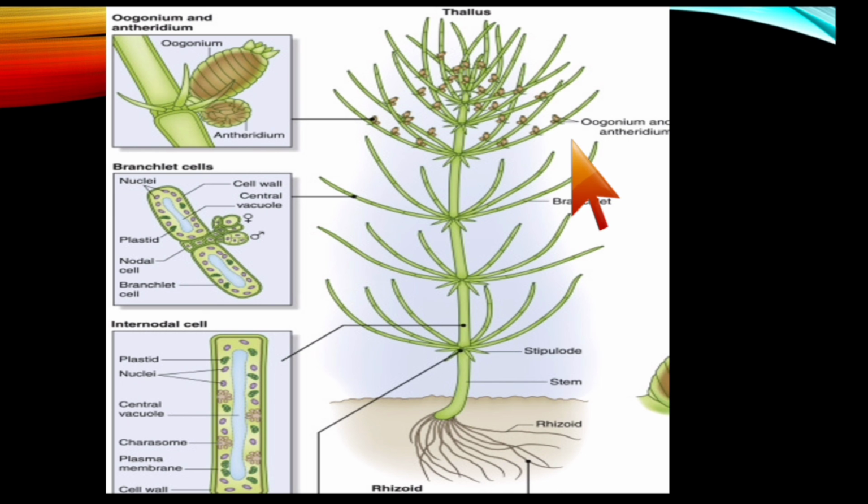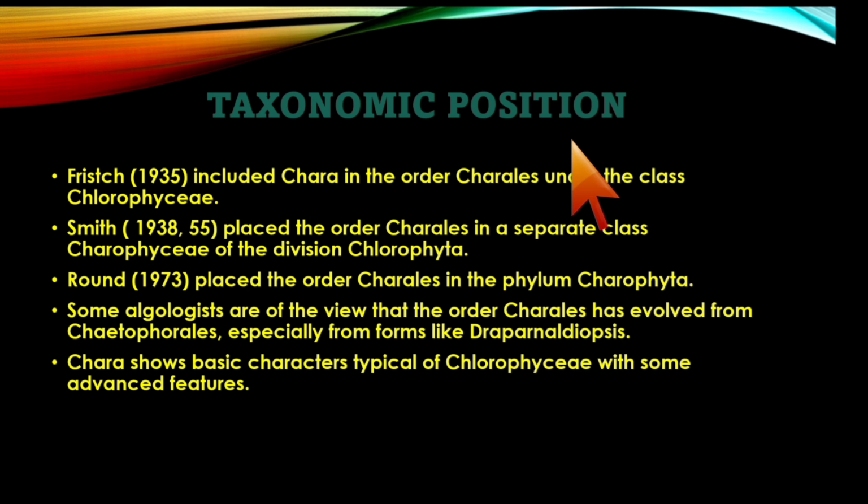So thus Chara shows basic characters typical of Chlorophyceae. We can say it shows all those basic characters of Chlorophyceae, but with some advanced features.